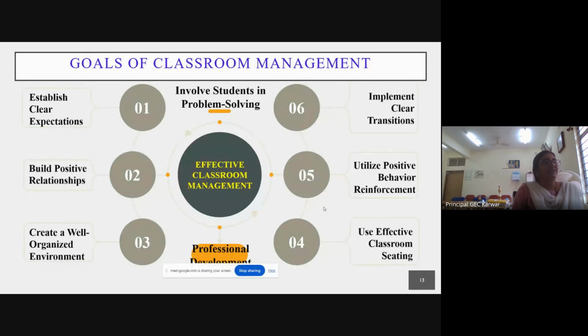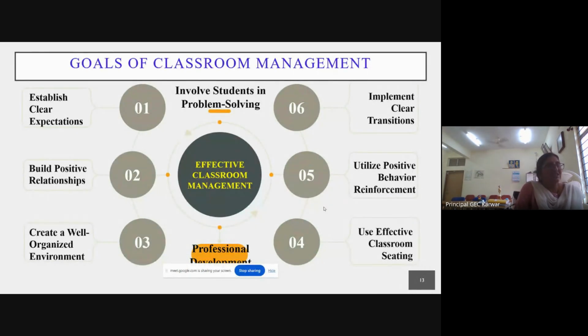So we need to monitor their progress every day. So we need to give them some task every day, and the next day we need to refresh whatever things they have studied. So we can give them small tasks and we can ask them to write something about that. In the first 5 to 10 minutes, we need to take their attention.